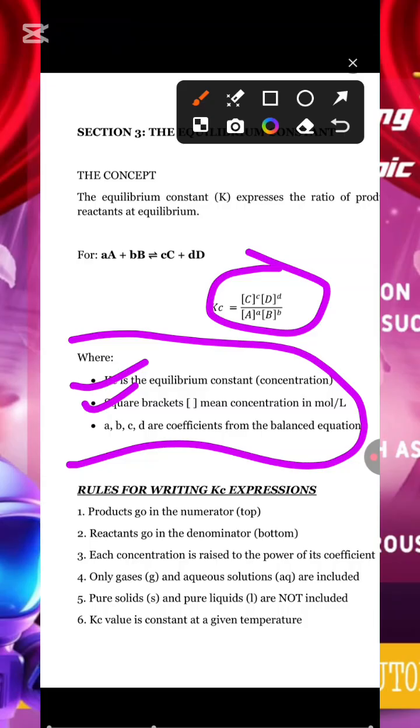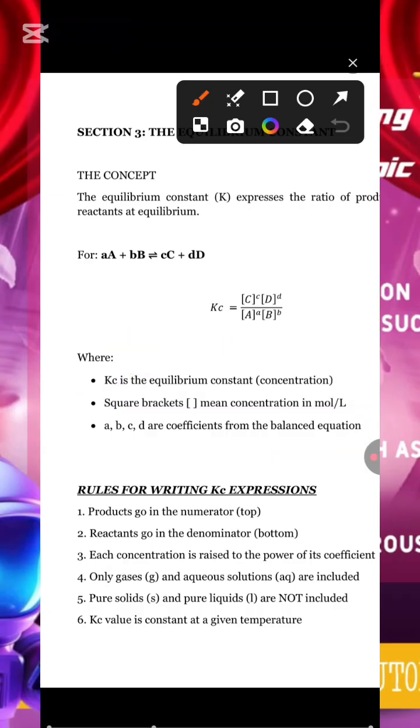That C in bracket means concentration of C. D in bracket means concentration of D. A in bracket means concentration of A. And B in bracket means concentration of B. That's what that bracket is. That's why you must add that bracket, because if you don't add the bracket, you will not know that you are trying to say concentration. Because that's what the bracket means. It means concentration.